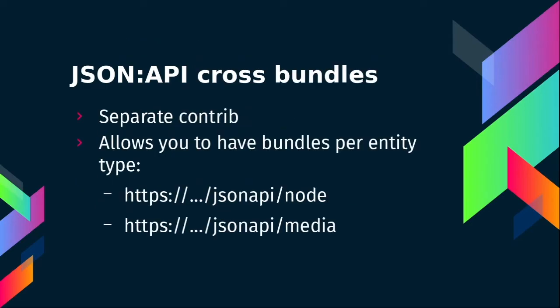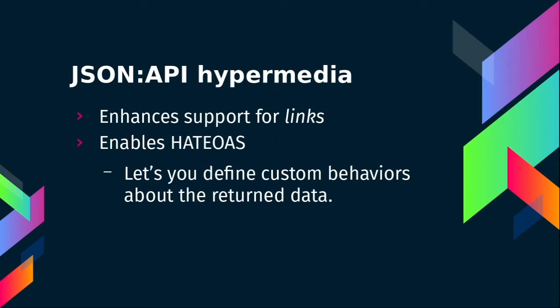Zero configuration. JSON API Cross Bundles is another module that may be interesting if you need to have all nodes listed together. I said that JSON API doesn't have a way to list articles and pages together. This module makes it possible, right? Only very few sites will actually need this. You may think that you need it, but you probably don't. But there are a few sites that do, especially those that deal with commerce and things like that. They may find this interesting.